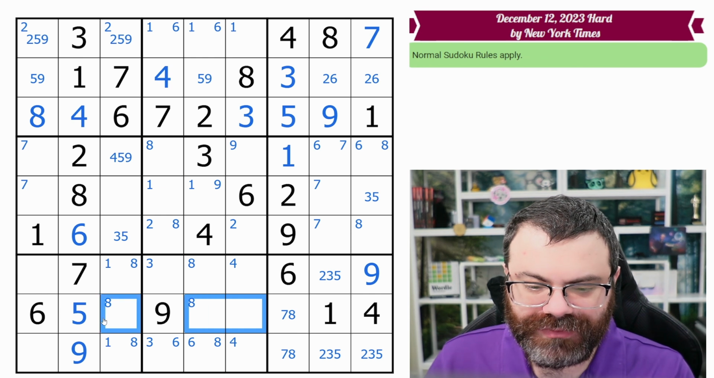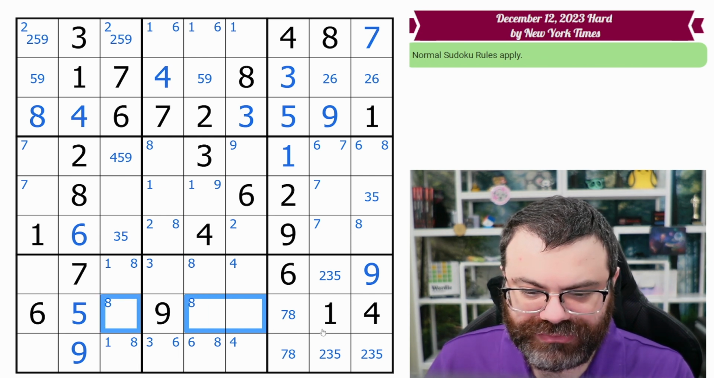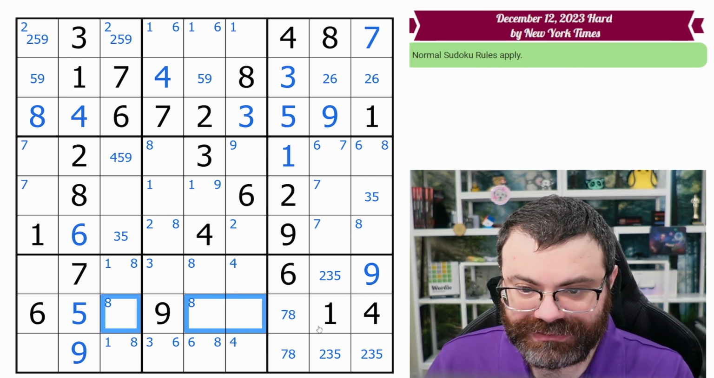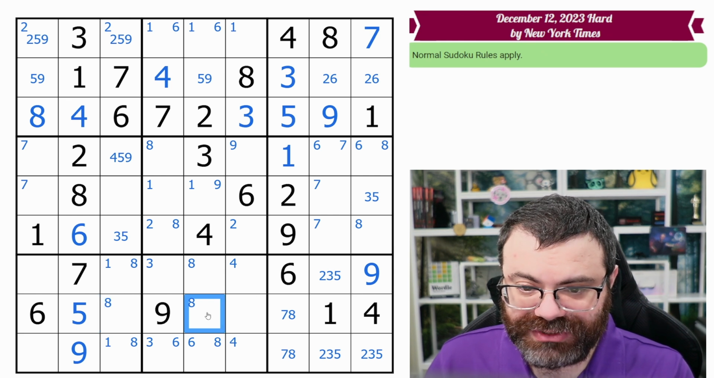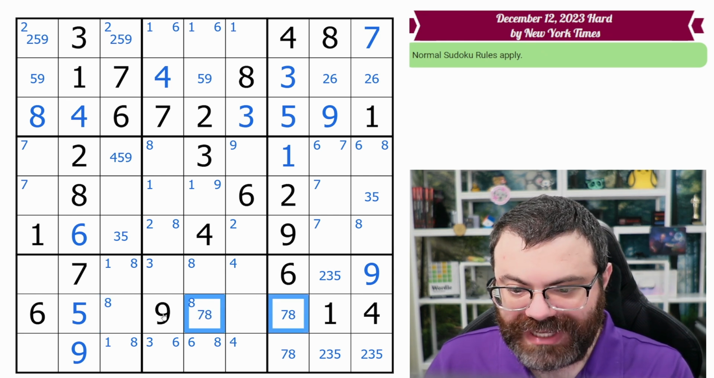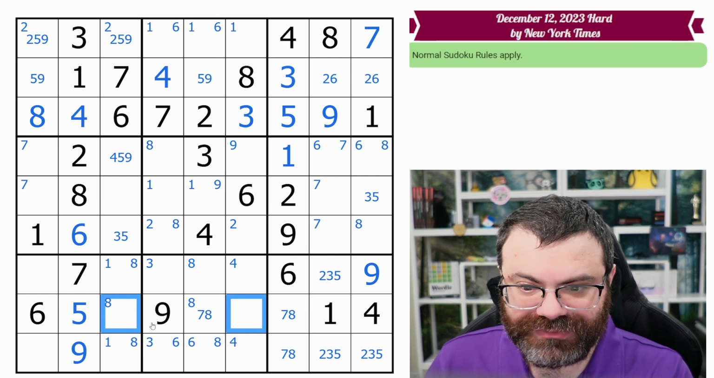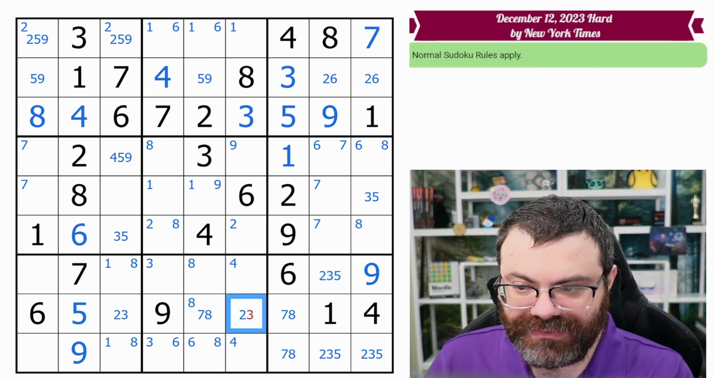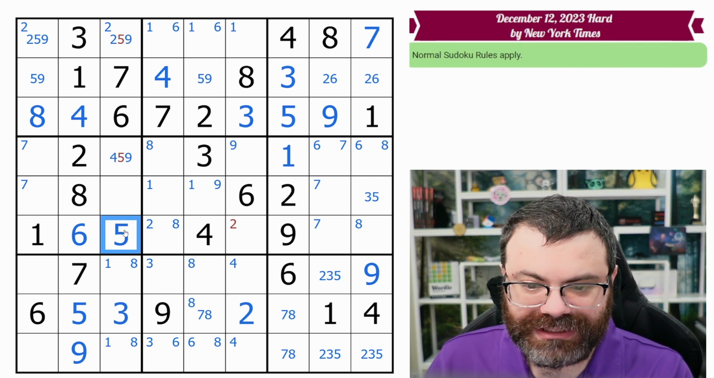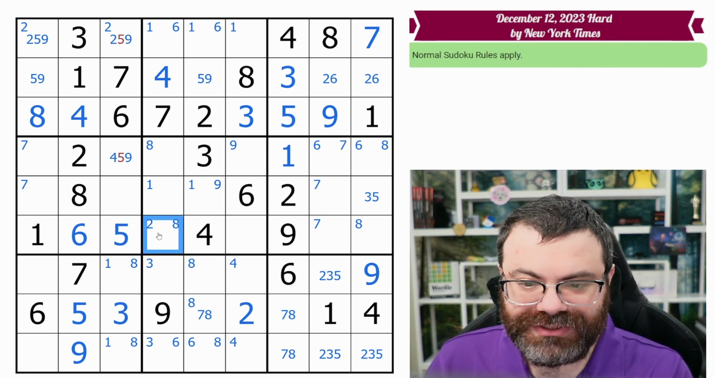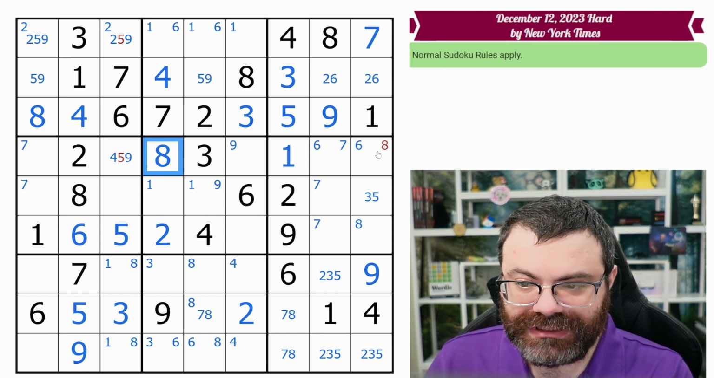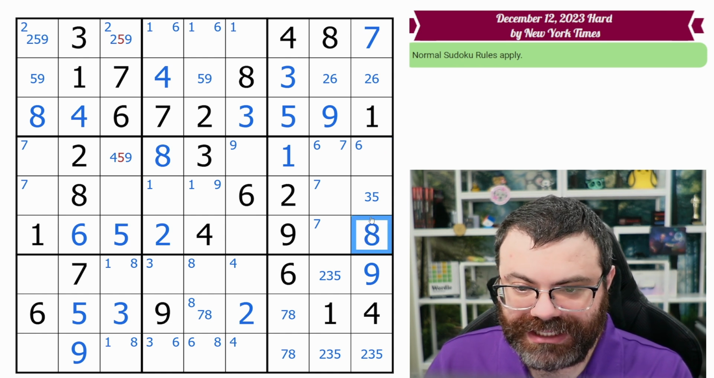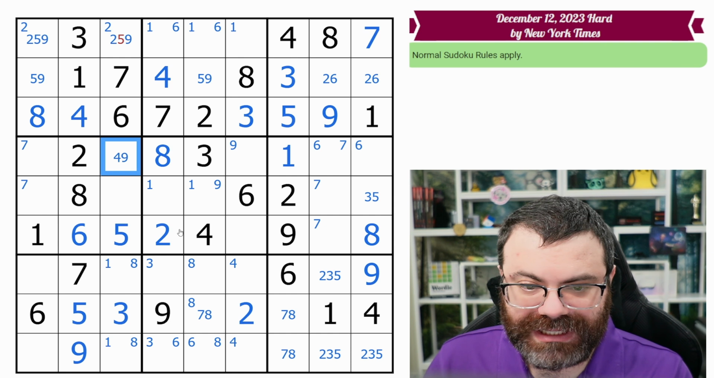Okay, well, how about this row? What does this row need? It needs 2, 3, 7, 8. This is not 2 or 3, so this is 7, 8. And that makes a 7, 8 pair, so we're left with 2, 3 here. This can't be an 8 anymore. This can't be a 3, so we get the 2 and the 3. We get the 5. This is not 2, so we get the 2 and the 8. This is not 8, so we get this 8. This is not 5.